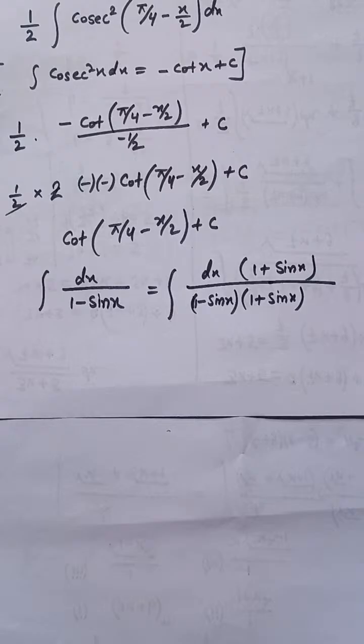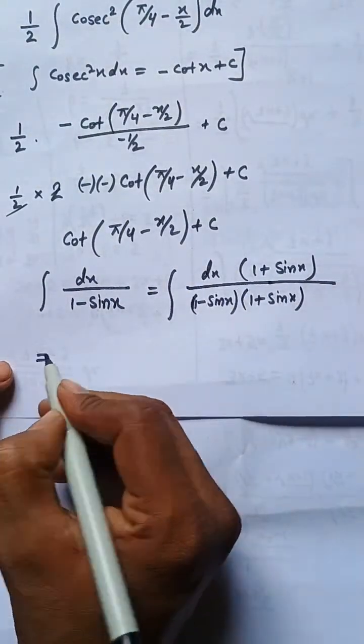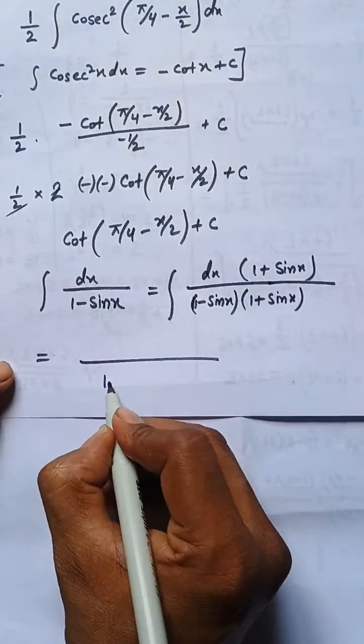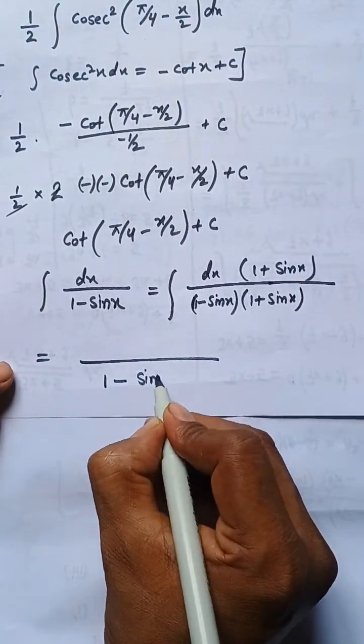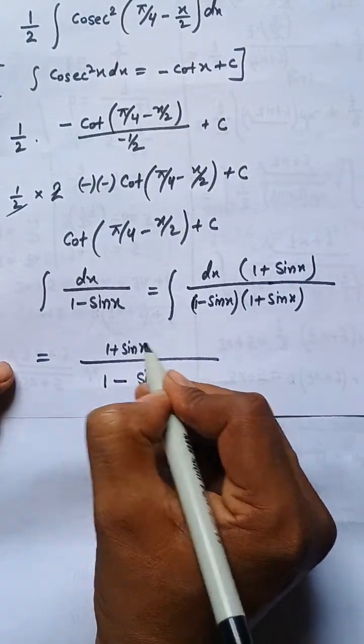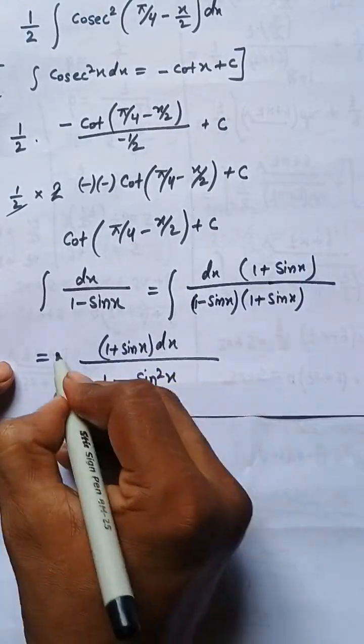Let's do it. Here I'm just going to do rationalization. So here rationalization a minus b, a plus b, that is a square minus b square. So here 1 minus sine square x, and then we have here 1 plus sine x into dx, and the integration sign is here.